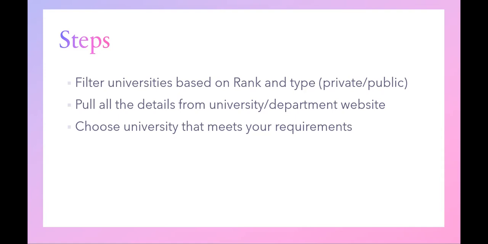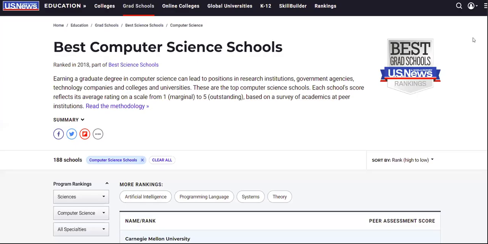Okay, so now I'm going to take you to the link that you should use to filter out the universities based on ranking, and then the details that you should pull out from individual university and department websites. Okay, so the website is usnews.com. I'm going to share the link in the description box too. This website is considered to be one of the most authentic sources of ranking for universities. You can rely on them.